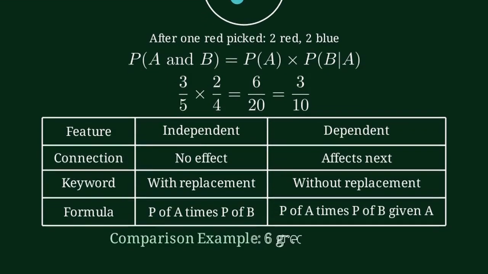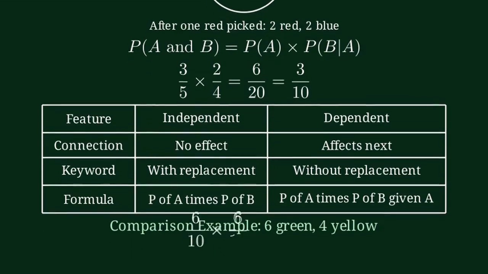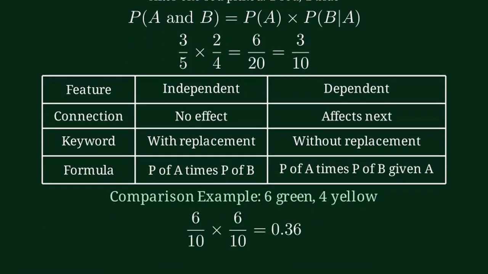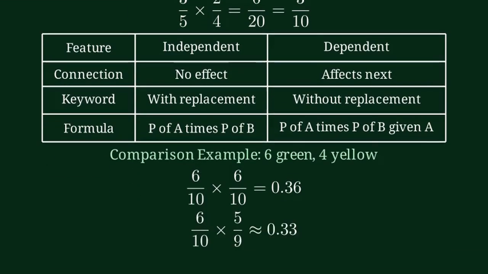Now let's compare. Suppose we have 10 marbles, 6 green and 4 yellow, and we want 2 green ones. Independent case. Pick one, put it back, then pick again. So the probability is 6/10 times 6/10, which equals 0.36. Dependent case. Pick one and keep it, then pick again. That is 6/10 times 5/9, which is about 0.33.